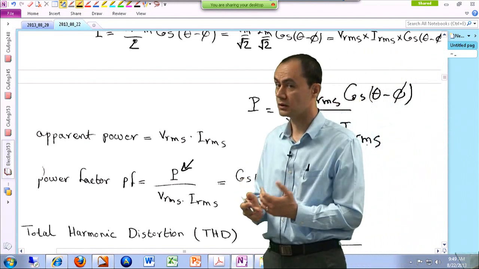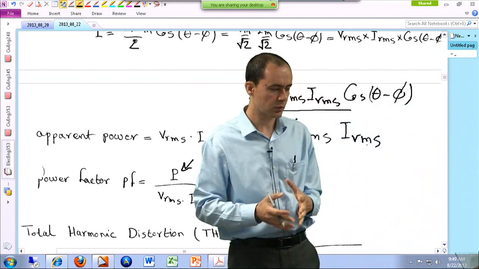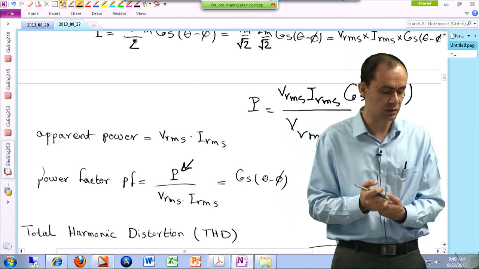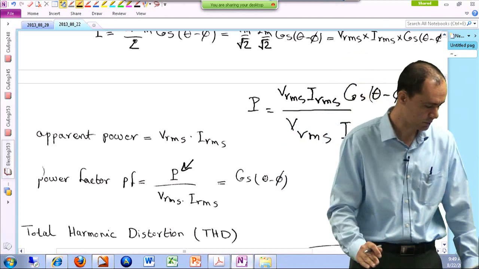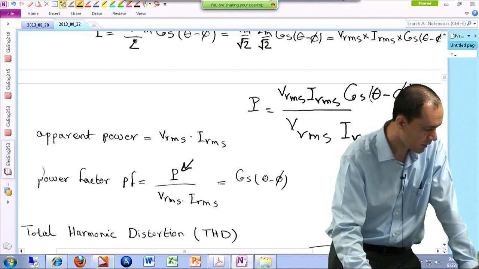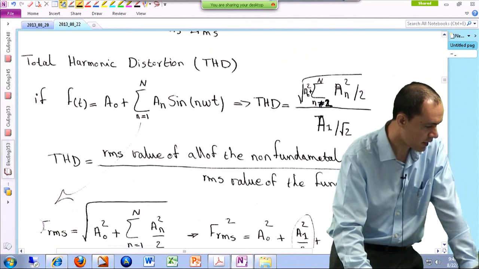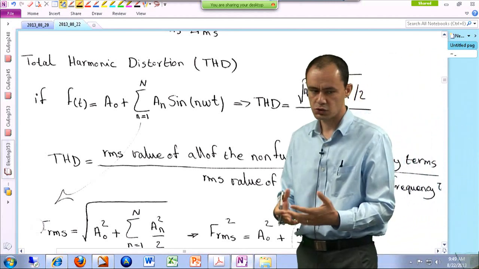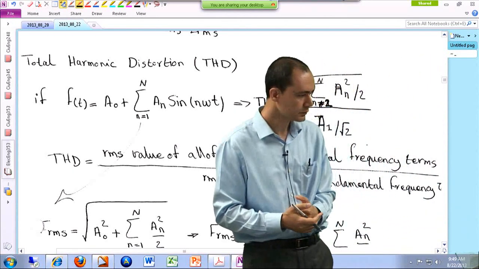And that's the power factor that you're used to seeing. Remember, power factor is only the cosine of the difference between the angle of the two signals as long as they are purely sinusoidal signals. All right, after power factor, the last definition that we have is total harmonic distortion, or THD.